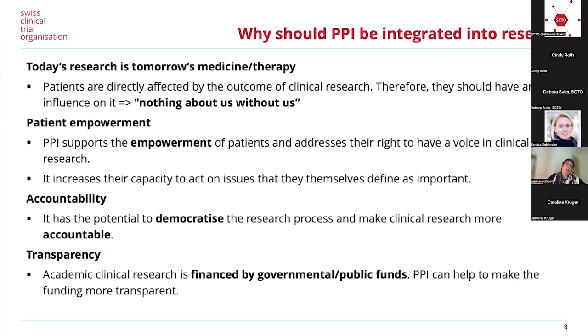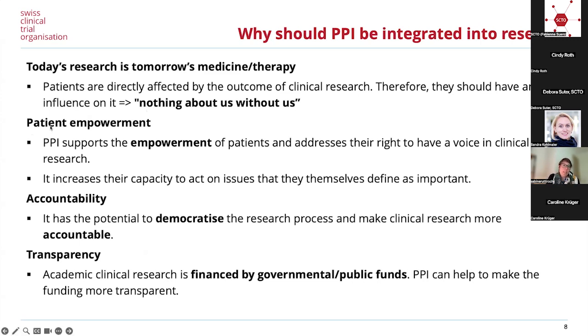Why should PPI be integrated into clinical research? First and foremost, because today's research is actually tomorrow's medicine or therapy. And patients are directly affected by the outcome of clinical research. Therefore, it's really important to involve them, because they should have an influence on it. This can be summarized as: nothing about us without us. And that's really what patient organizations also want.